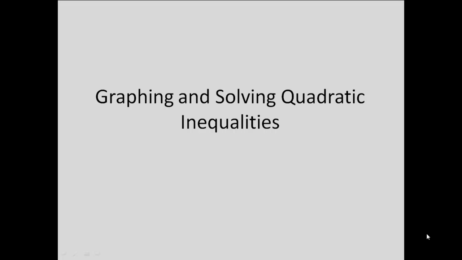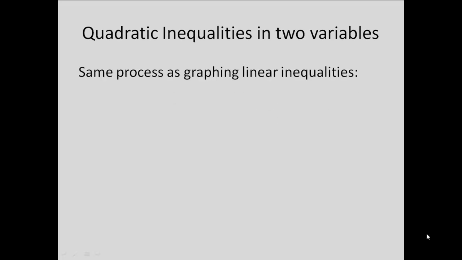We're going to learn how to graph and solve quadratic inequalities now. Now the nice thing with graphing and solving these inequalities is that it's the same process as when we graphed the linear inequalities earlier. So first we graph the line, just like you normally would if it was an equal sign. Then you have to pay attention to, should it be dotted or should it be solid?